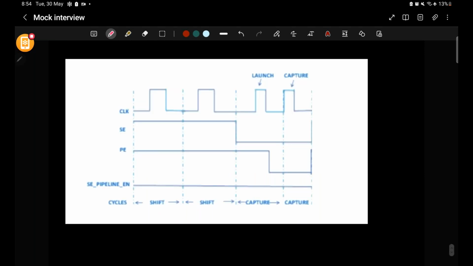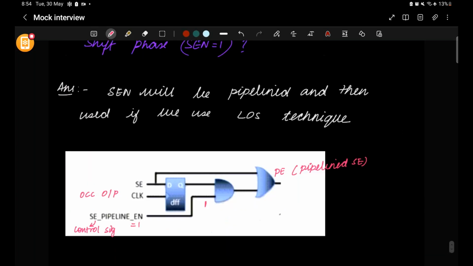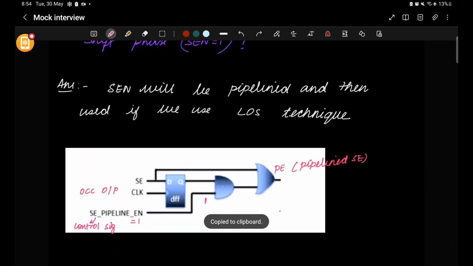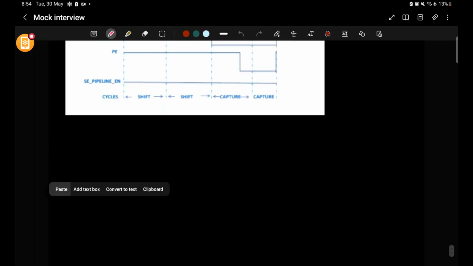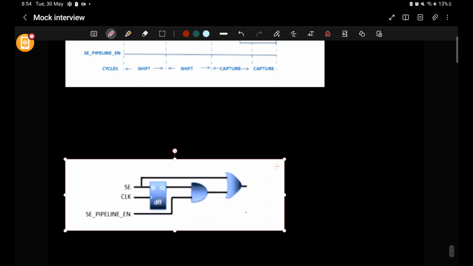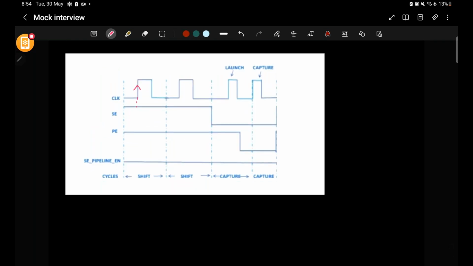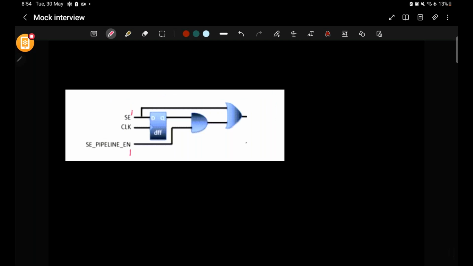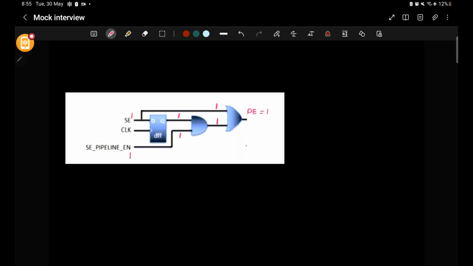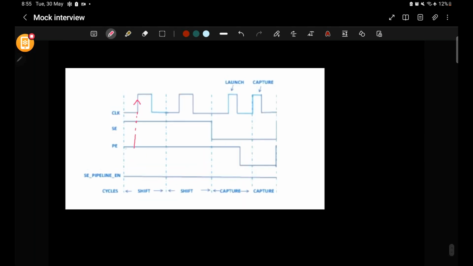Okay, so now we'll see what happens. Here if you see, this is 1, right? So if you consider this pulse, scan enable is 1. The output of this flop will be 1. This is also 1, so the output of this AND gate will be 1. Scan enable is already 1, so the pipeline scan enable will also be 1.